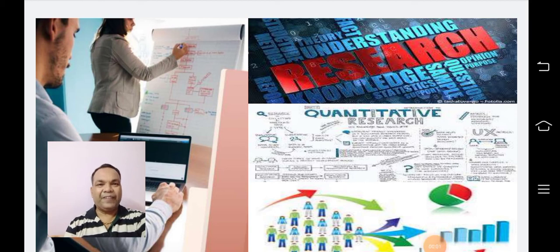Good morning. Today, continuing the same topic, that is research methodology and techniques, I am going to focus on quantitative research. We have already learned that research may be qualitative or quantitative or mixed with both the qualitative and the quantitative features.